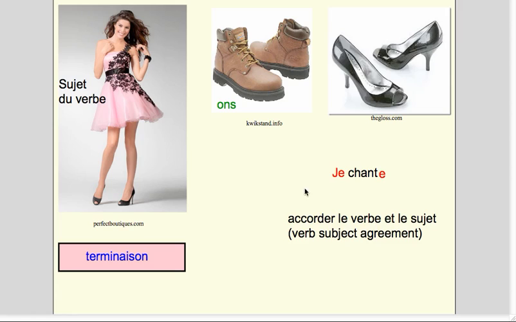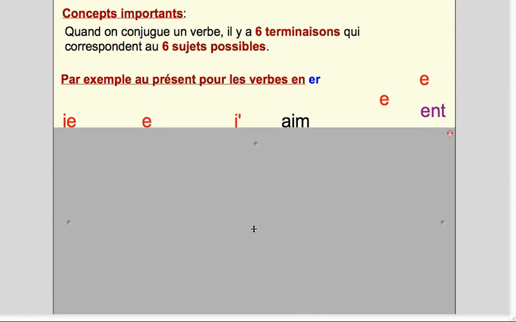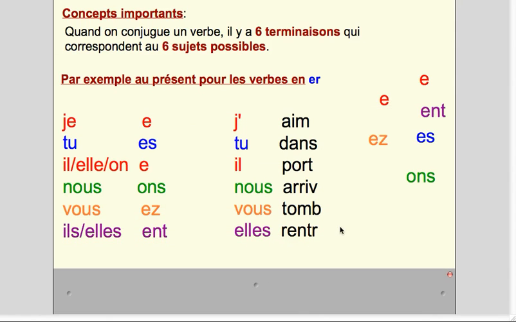So when we talk about things like that, I use the words accorder le verbe et le sujet. It's a verb-subject agreement, okay? So your outfits must match. You know that we have 6 endings, 6 terminaisons, according to the 6 different subjects. So here is how we are going to match our outfits.